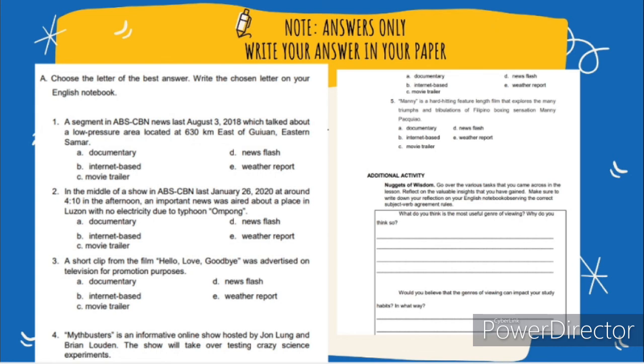Next activity, choose the letter of the best answer. Write the chosen letter on your paper. And the last activity is the reflection. What do you think is the most useful genre of viewing? Only choose one of them and explain it in one sentence. And the last question, would you believe that the genres of viewing can impact your study habits? In what way? Give one reason and explain it in one sentence.